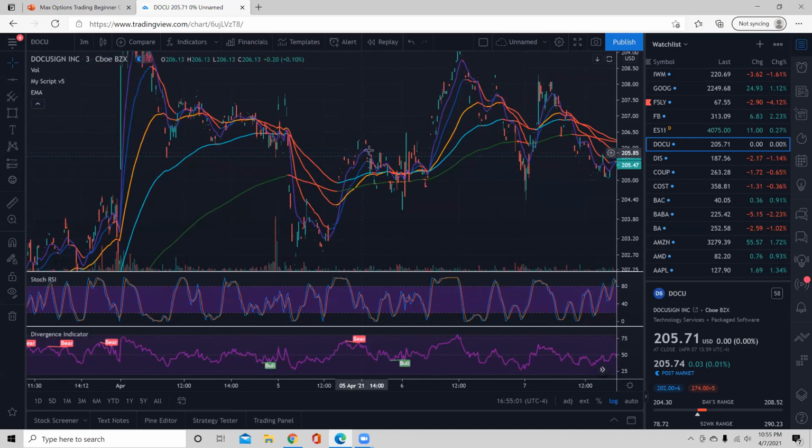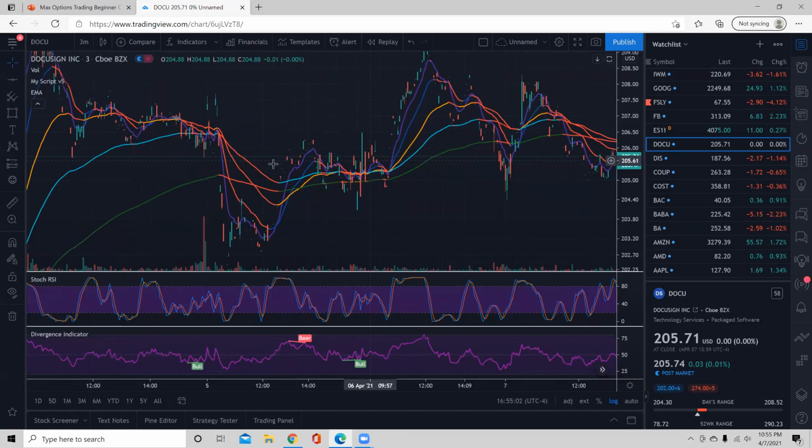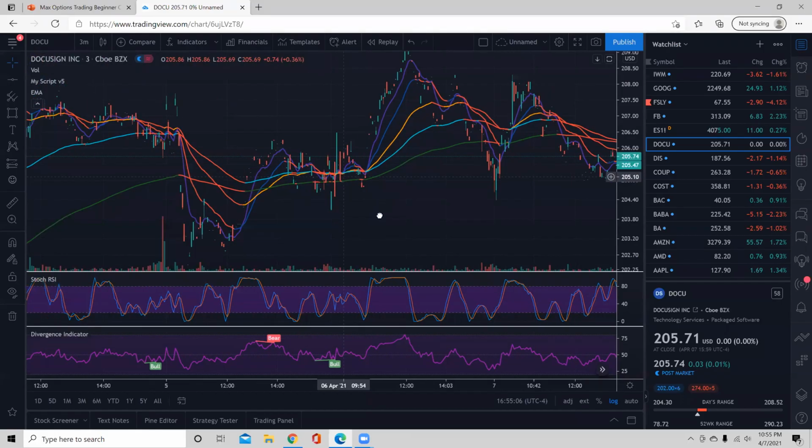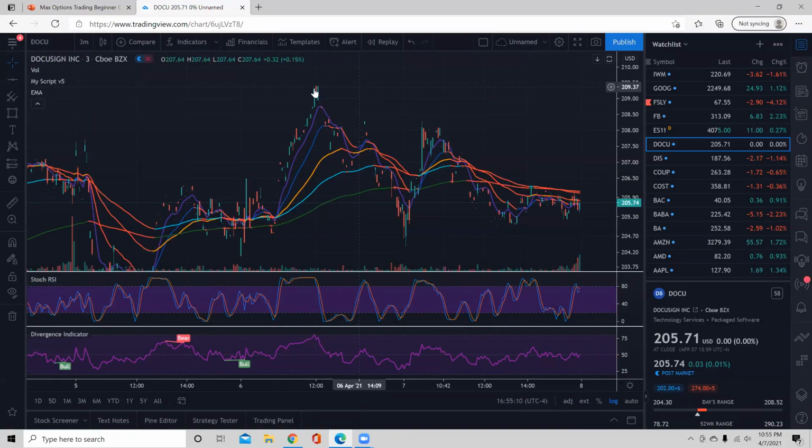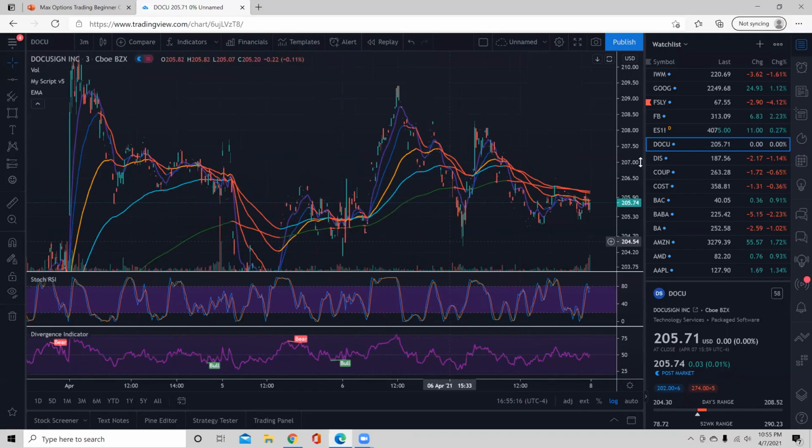So you could have entered in this mess over here at about 205. And the 200 is at the bottom. And you could have ridden it back up to, looks like 209 today. And then once they cross back over, they roll back down to 204. But you can get a good picture here of how that works.